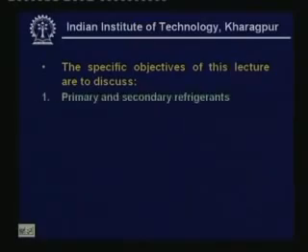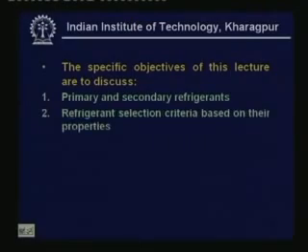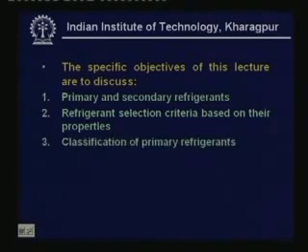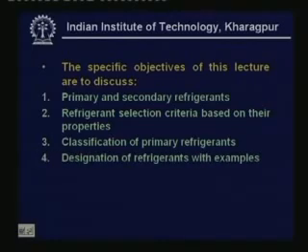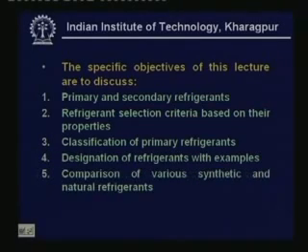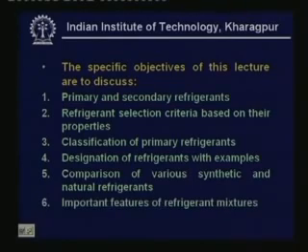So the specific objectives of this particular lecture are to discuss primary and secondary refrigerants, refrigerant selection criteria based on their properties, discuss classification of primary refrigerants, designation of refrigerants with examples, comparison of various synthetic and natural refrigerants, and finally some important features of refrigerant mixtures.